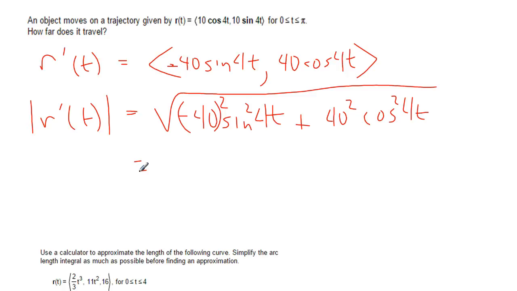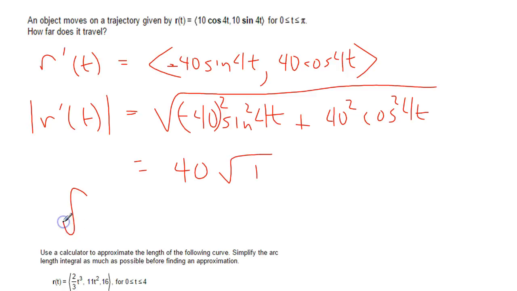Alright, 40 squared is common in both. Negative 40 and positive 40 are the same thing. And because it's squared, we can pull it out of the radical and it'll come out as a 40. Then if you look at what's underneath there, you've got sine squared 4t plus cosine squared 4t, which is equal to 1. And now we integrate that.